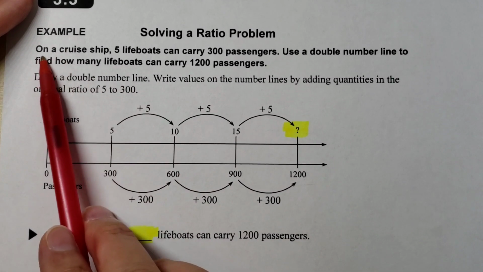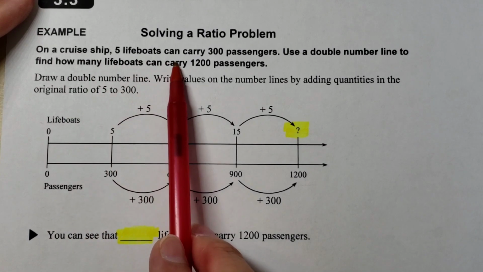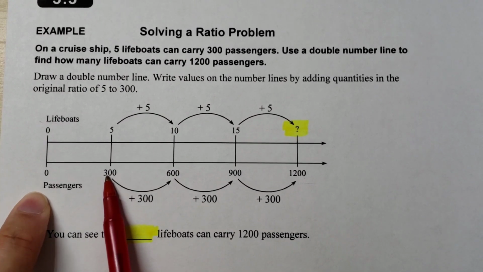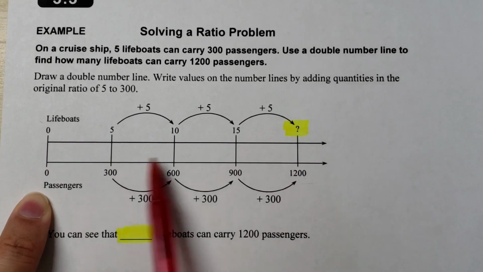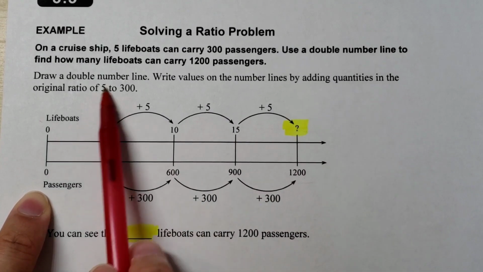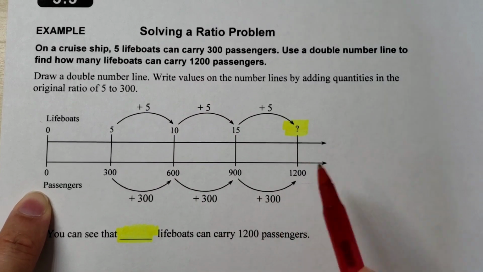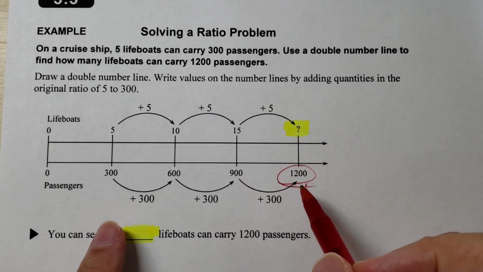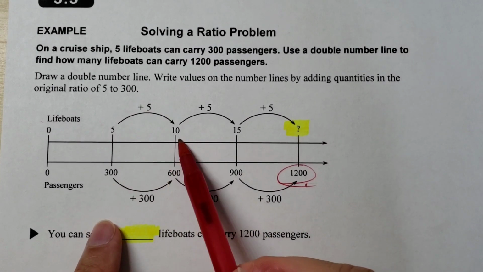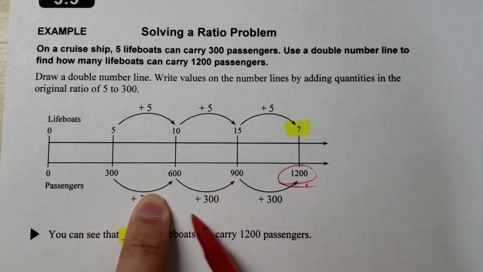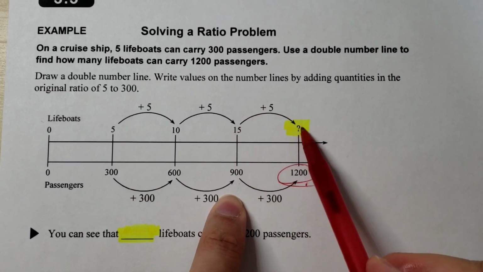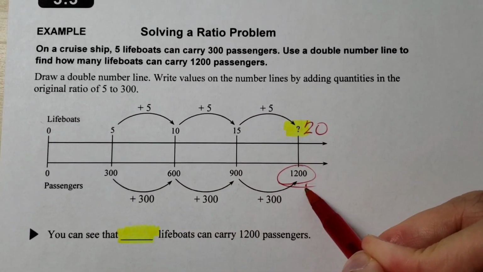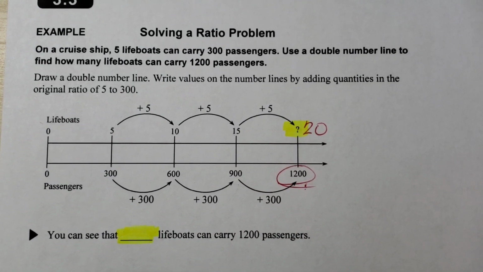So for example, on a cruise ship, 5 lifeboats can carry 300 passengers. Use a double number line to find how many lifeboats can carry 1,200 passengers. So for this strategy, he used repeated addition. So add 5, add 300, add 5, add 300, add another 5, and this gives you 20 lifeboats, and add another 300.